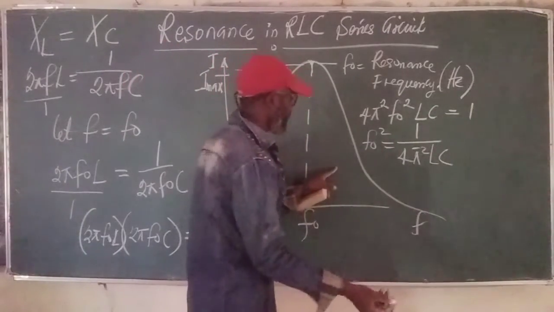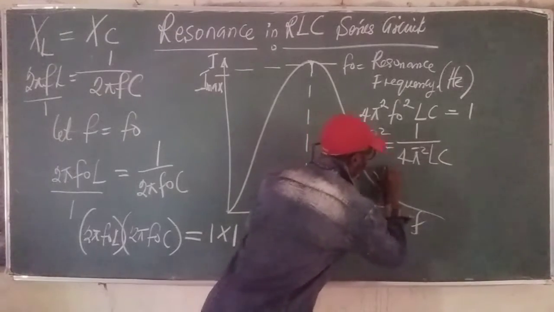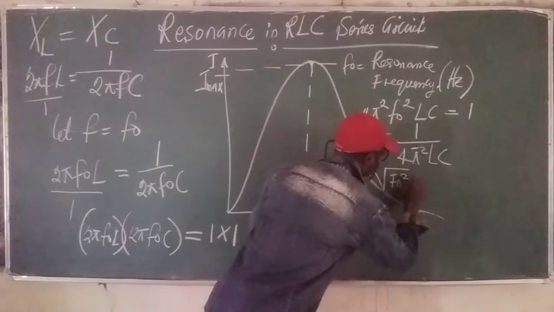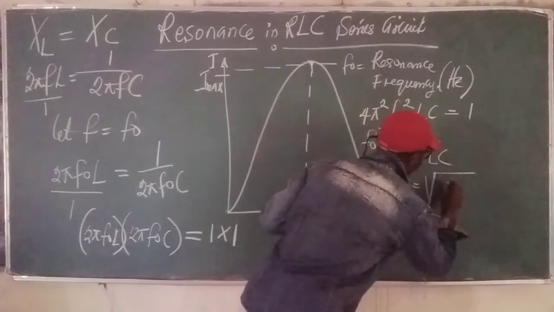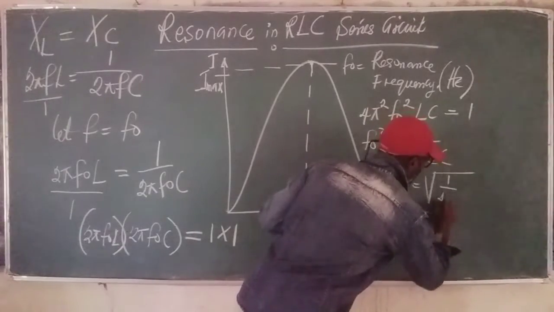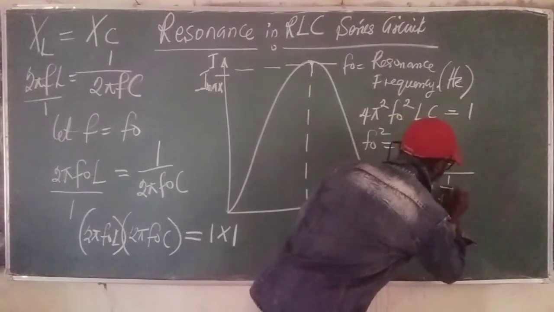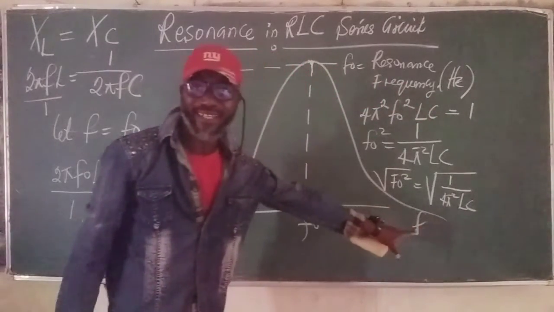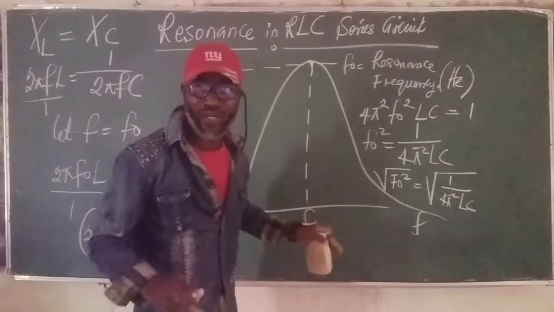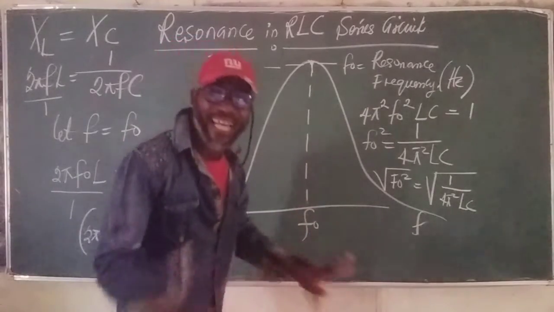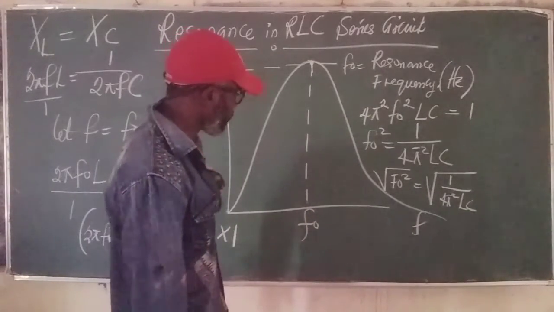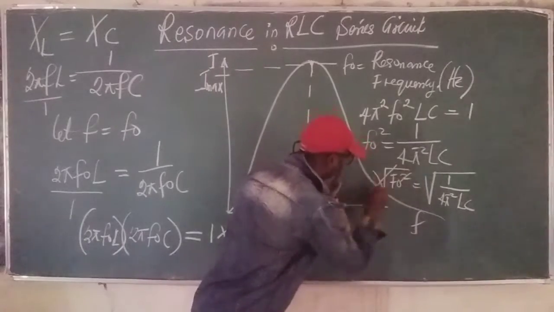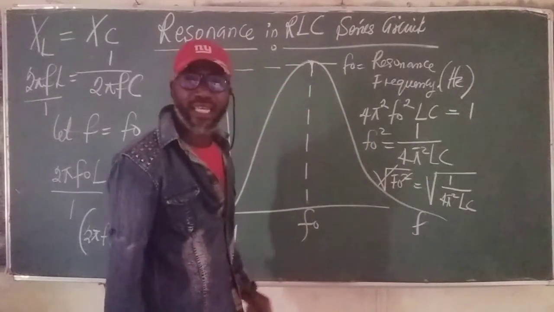We find the square root of both sides, and that gives us something new: 1 all over 4 pi squared, and we have LC. I want everything to end here. I don't want to clean the board. I want you to see everything as clear as possible. So we take our square roots, and we're left with just F naught.